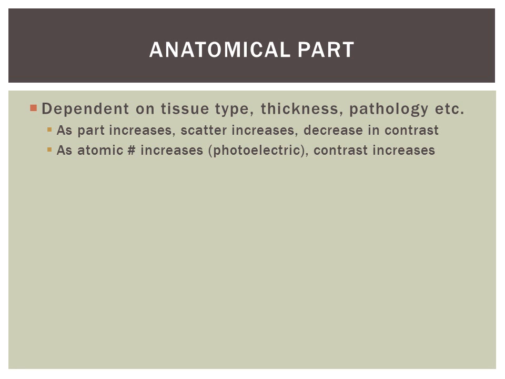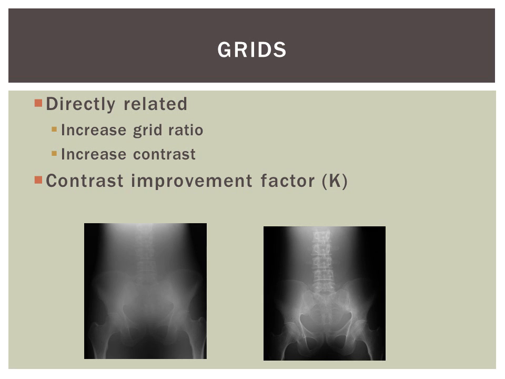Anatomical part, dependent on tissue type, thickness, and pathology. As part thickness increases, scatter increases, and contrast decreases. As atomic number increases, or photoelectric, contrast increases. Grids. Function again is to improve contrast, so it is directly related. Increase grid ratio, increase contrast.